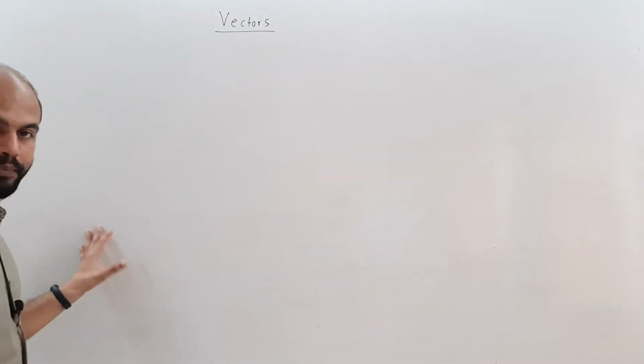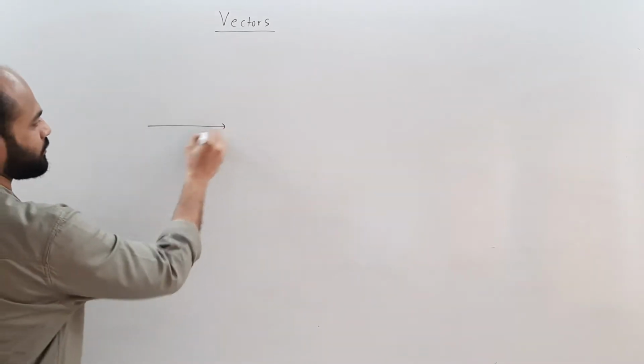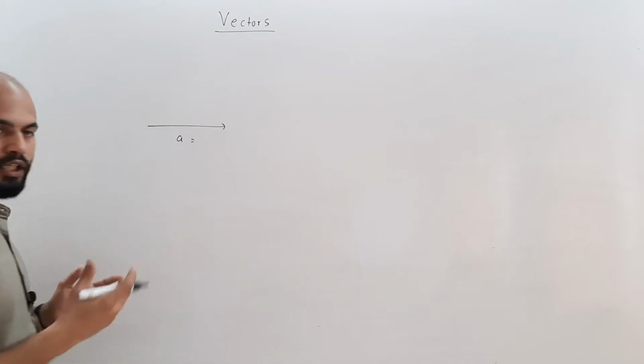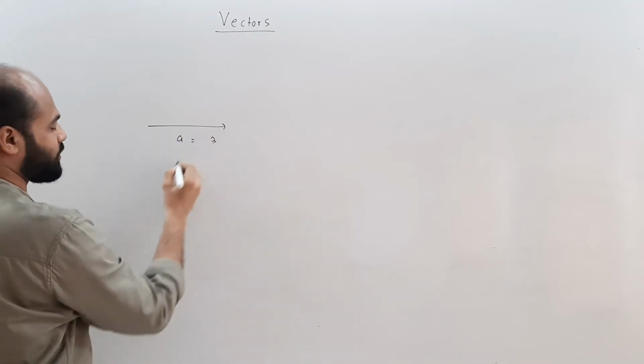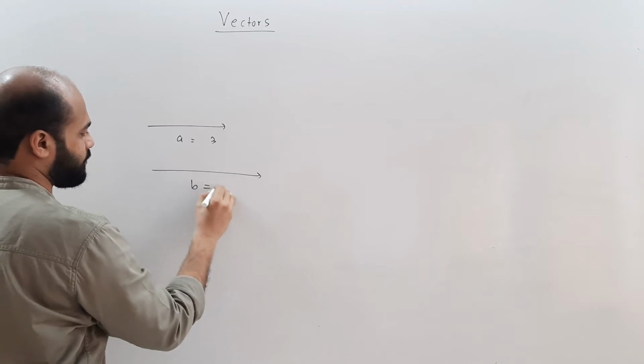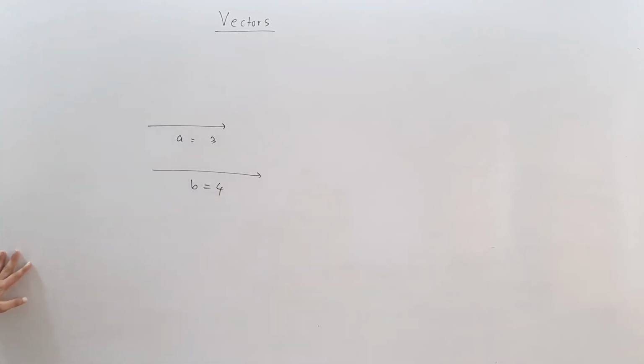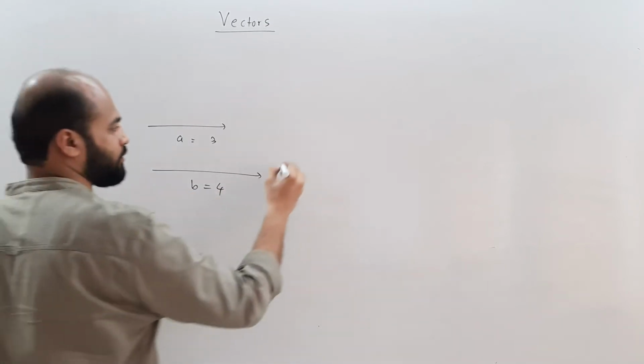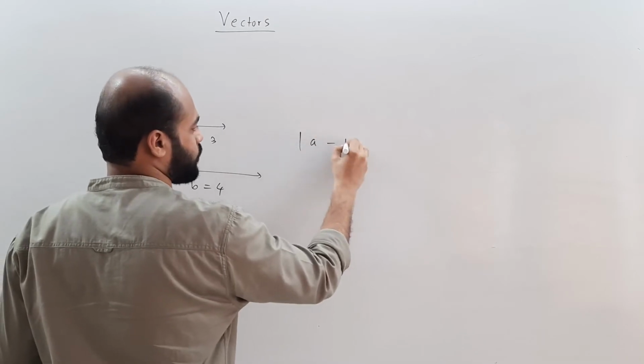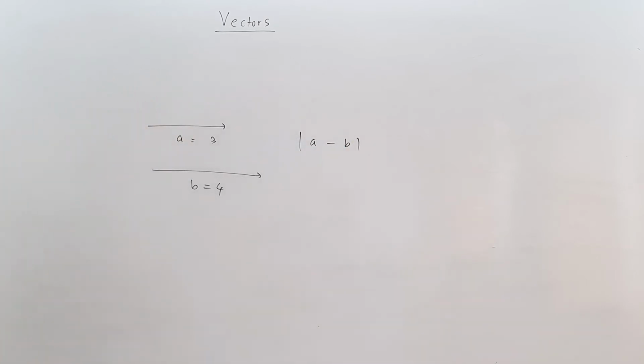So now let's say we have 2 vectors. We just continue with the last problem. A is 3, that's what is given to us, and b is 4 units. Now if we were supposed to find a plus b and a minus b, so let's say we are looking out for a minus b now.